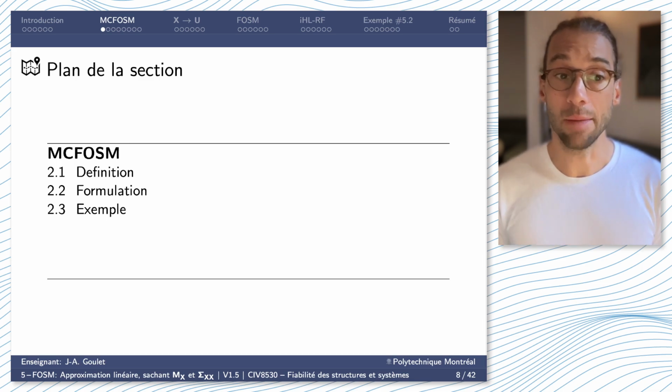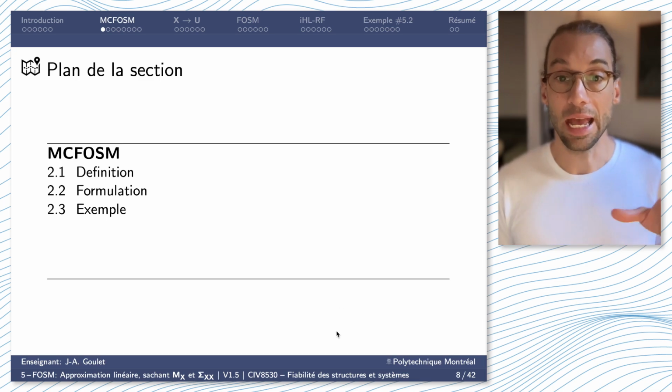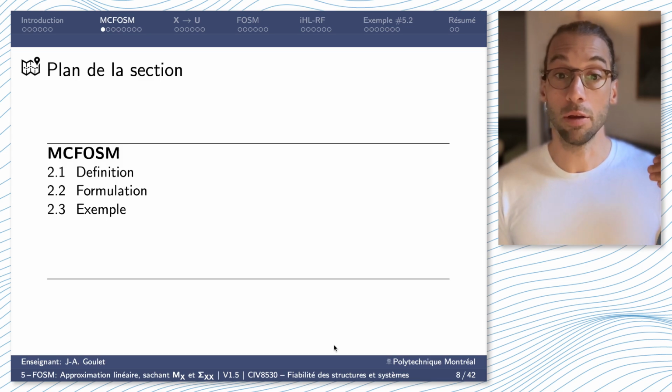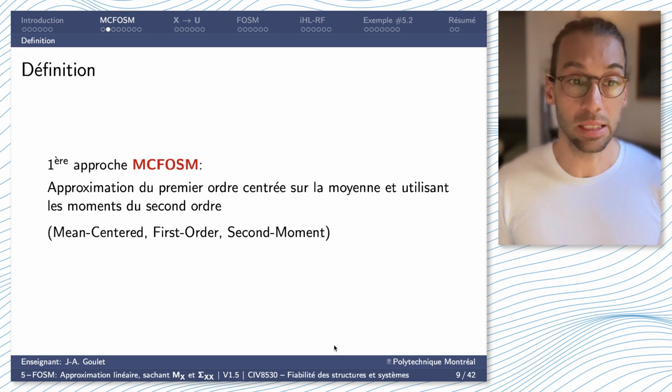So let's start with MCFOSM. How is it defined? How is it formulated? And let's make an applied example in order to see what the strengths and limitations of this approach are. So in terms of naming, MCFOSM means mean-centered first order second moment.